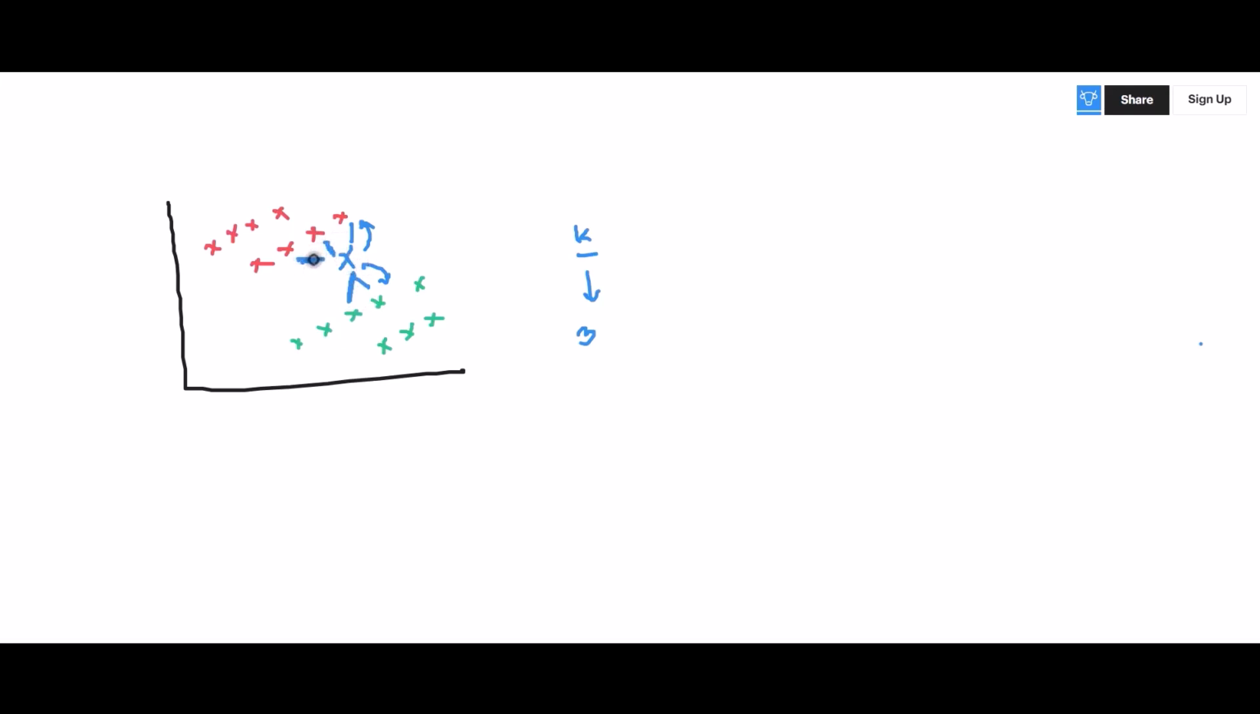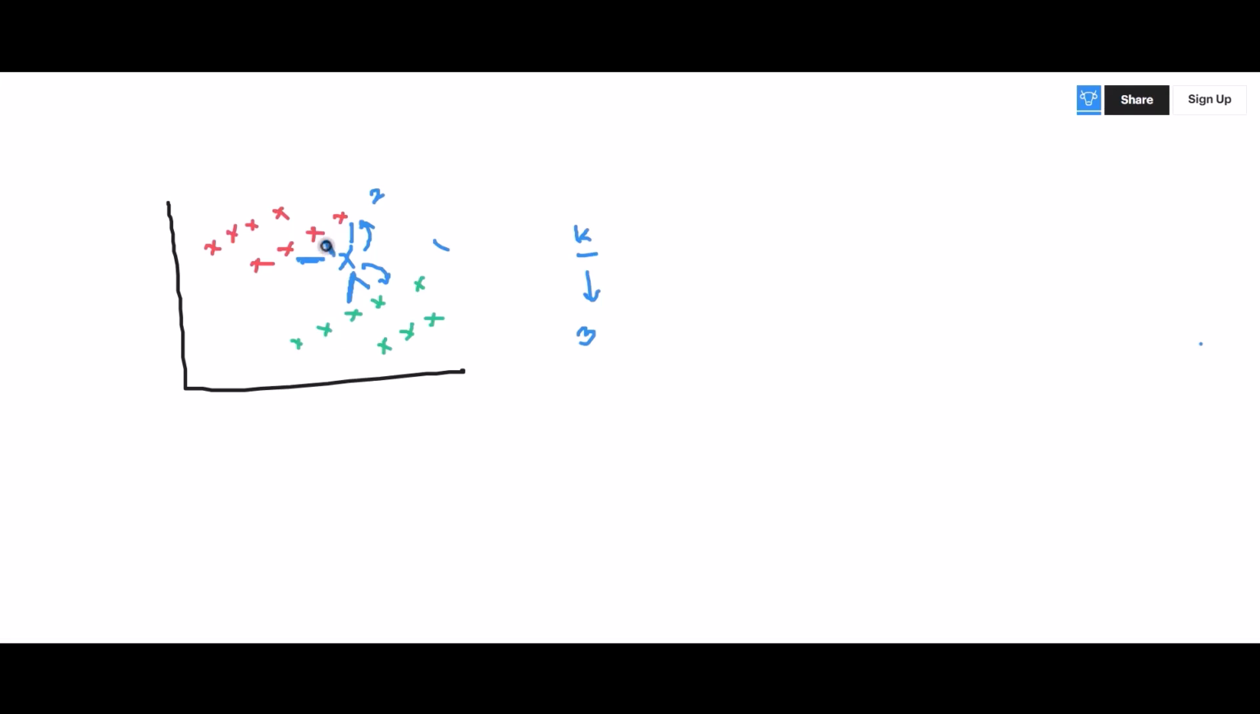So what happens here? Here, 2 data points from the red category are nearer to the query point, and one data point from the green category is nearer to the query point. So again, it is obvious that the red category has more votes than the green category. Red has 2 votes and green has 1 vote. So there are possibilities that the query point belongs to the red category.